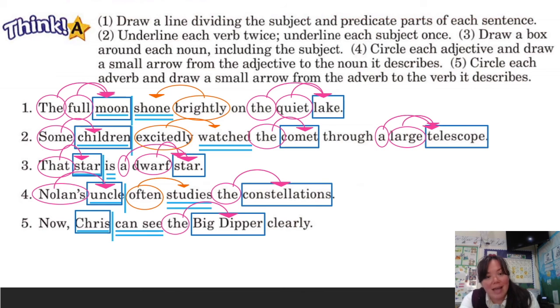Number 5, our last one, our verb is can see. And how can they see? They can see it clearly. We've got one here at the end, and I'll draw my arrow all the way back. And there's actually a second adverb. It's when. When can they see it? They can see it now. That's a second adverb in that sentence.